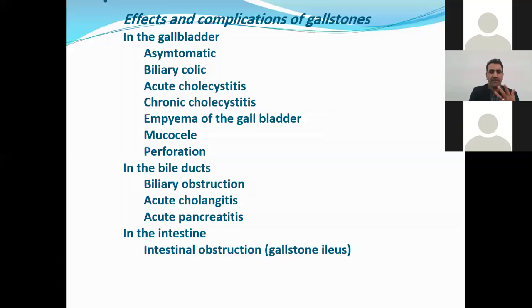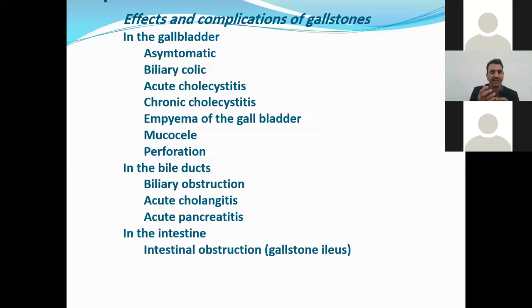And as we said, the mucosa of the gallbladder is supplied by goblet cells that secrete mucus at a rate of 20 ml per day. So mucocele is one of the complications of the stone that obstructs the gallbladder without infection. Perforation of the gallbladder due to stone is rare.